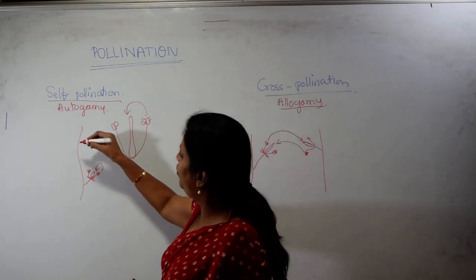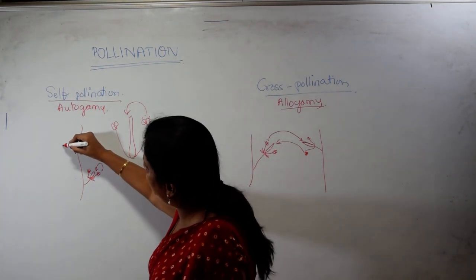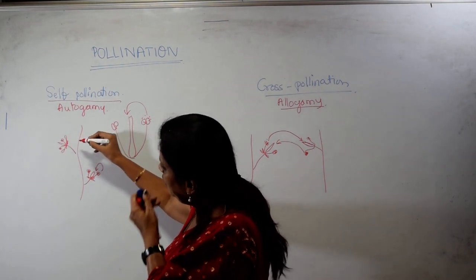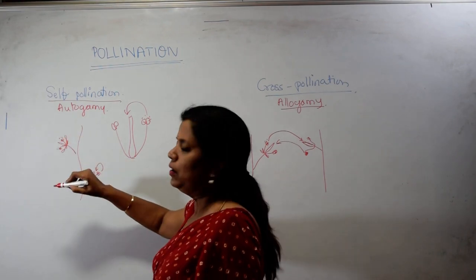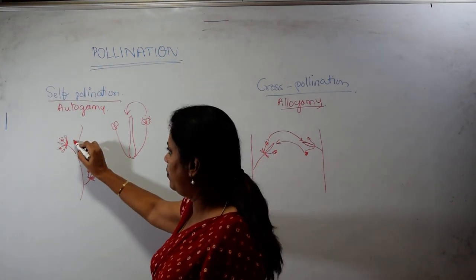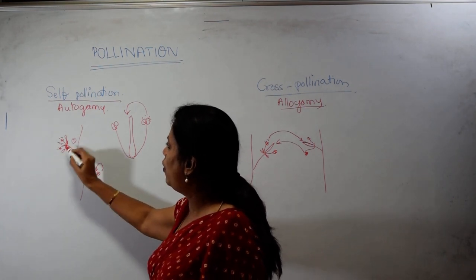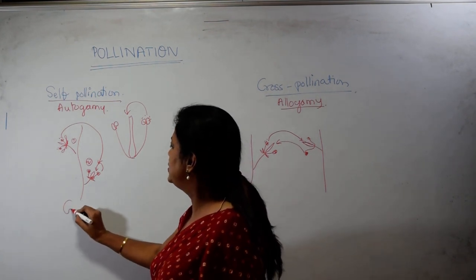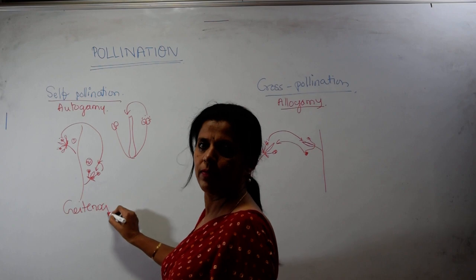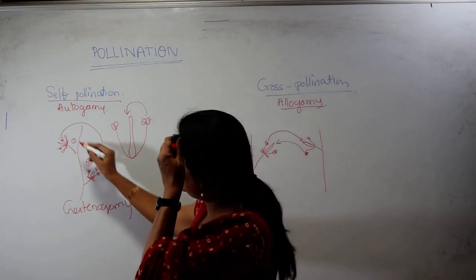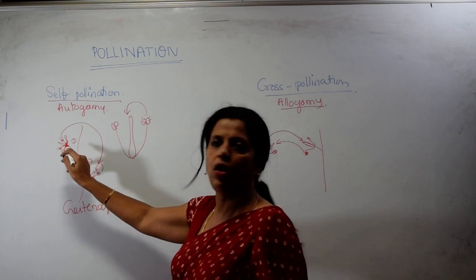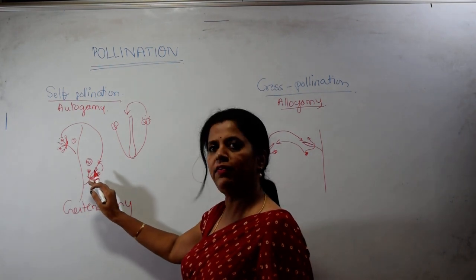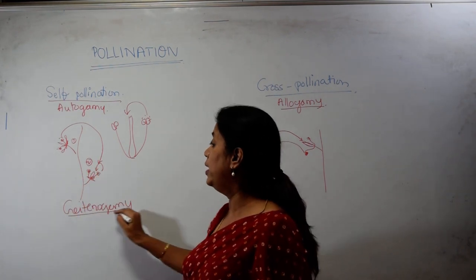Suppose there are two flowers on the same plant, okay, here is one flower, here is another flower, with stigma, anthers, calyx, corolla, I am drawing. If the pollen grain from the anther of flower 1 falls on the stigma of flower 2 of the same plant, it is called geitonogamy. Understand this thoroughly? This is geitonogamy. The pollen grain of one flower of the plant falls on the stigma of another flower of the same plant. It is called geitonogamy.